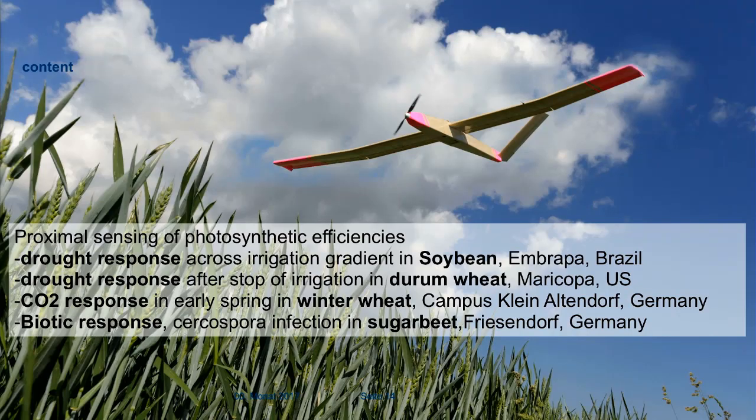I would give a short overview, not using it from a plane, but just a quick overview in different photosynthetic efficiency approaches in proximal sensing, covering a drought response in soybean, a drought response in durum wheat in Maricopa, a CO2 response, and a biotic response. So 4 examples with which I would like to finish my talk.